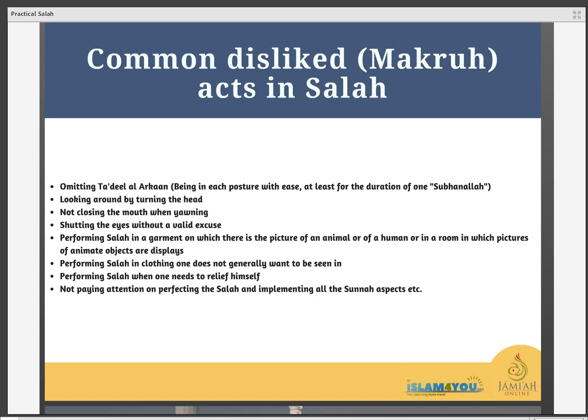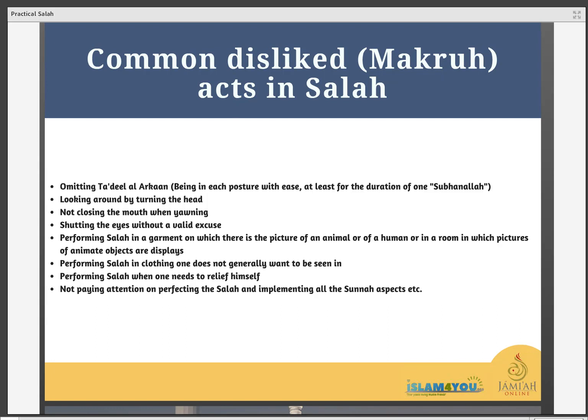So that he's not performing the prayer just to get over with it, or in an uncomfortable state and unable to really focus on what he is doing. And the last aspect, this is just amongst the common disliked makruh acts in salah, is not paying attention to perfecting the salah and implementing all the sunnah aspects.